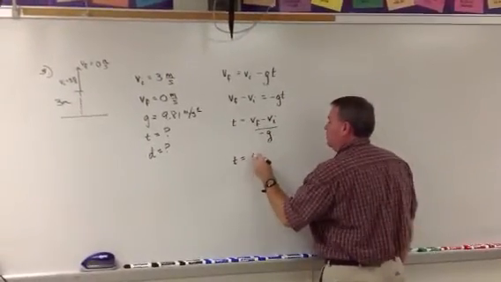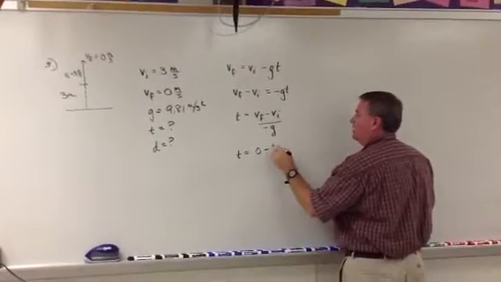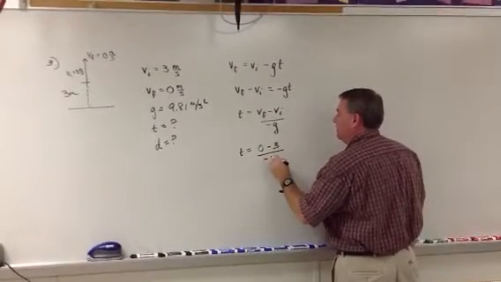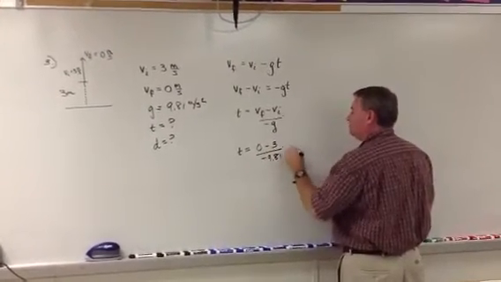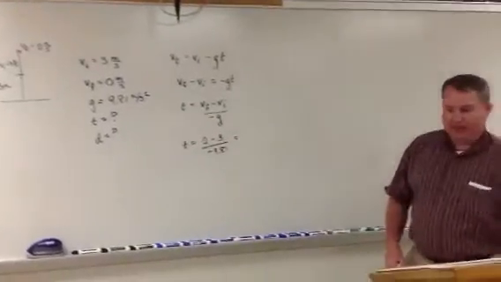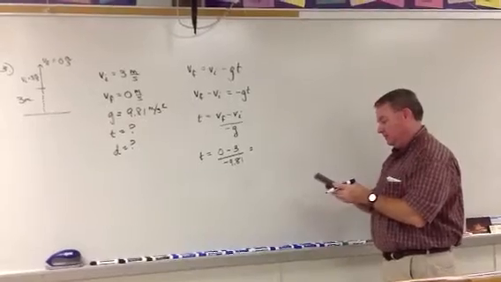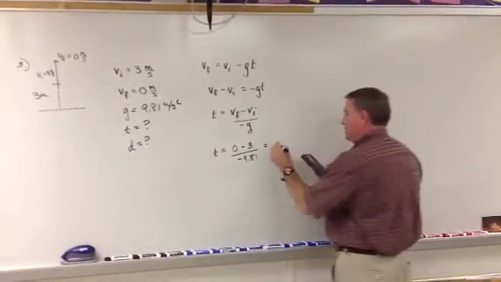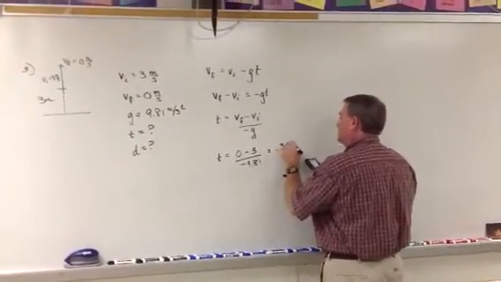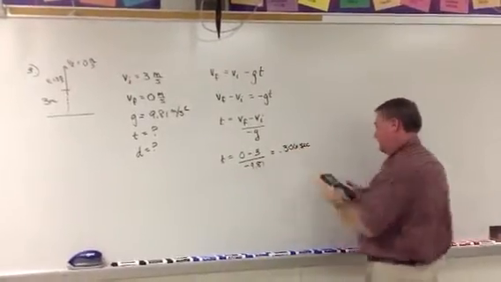Final velocity is 0 minus Vi is 3, and that's over negative 9.81. The negative signs cancel, and we're going to be left with a time of 0.305, or if you want to round it, 0.306 seconds. Good.